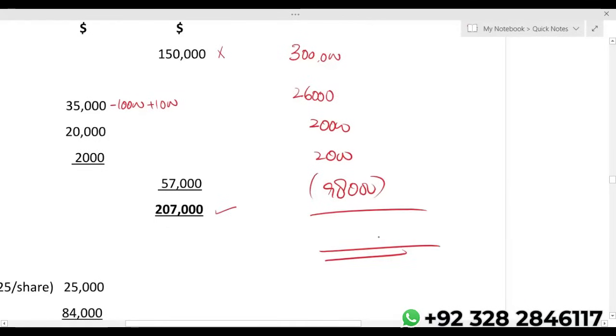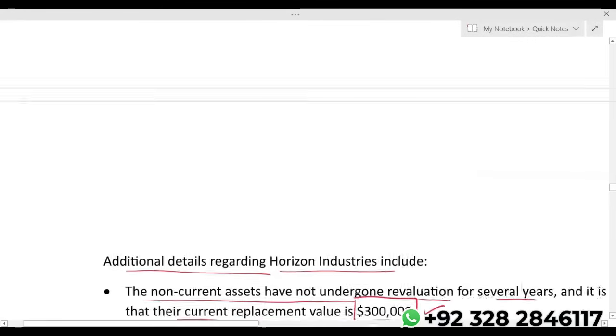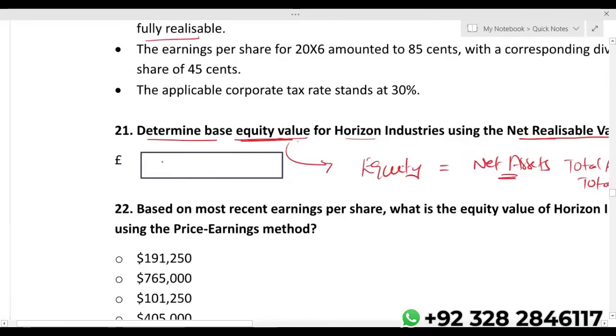So 300,000 plus 26,000 plus 20,000 plus 2,000 minus 98. Students, I'm getting 250,000. Let's see, do we have any choice? Okay, just right.